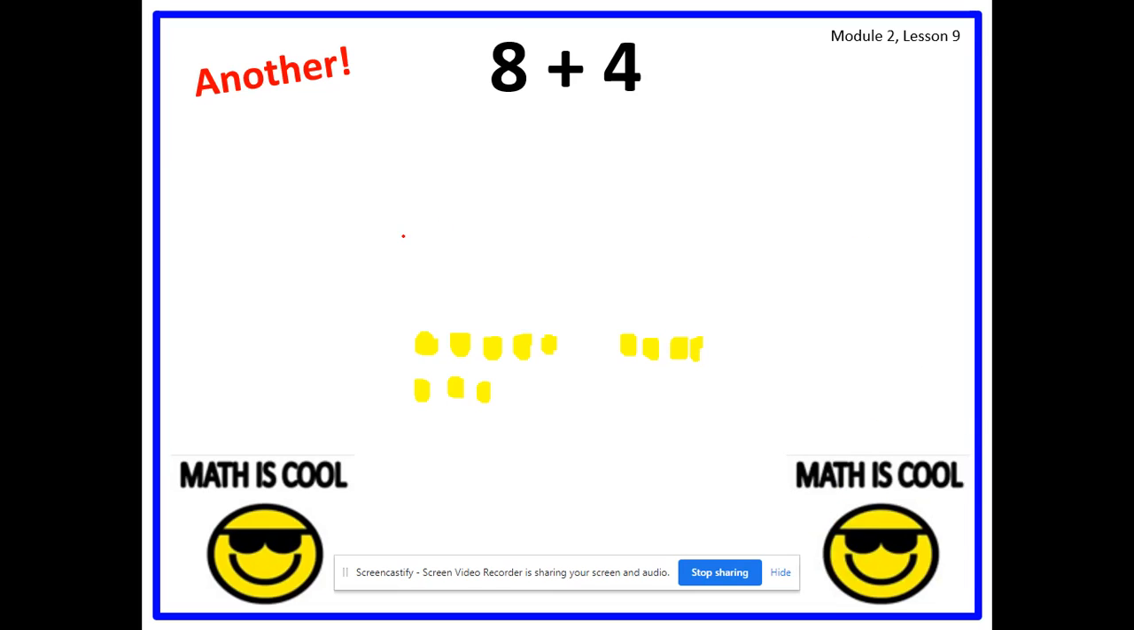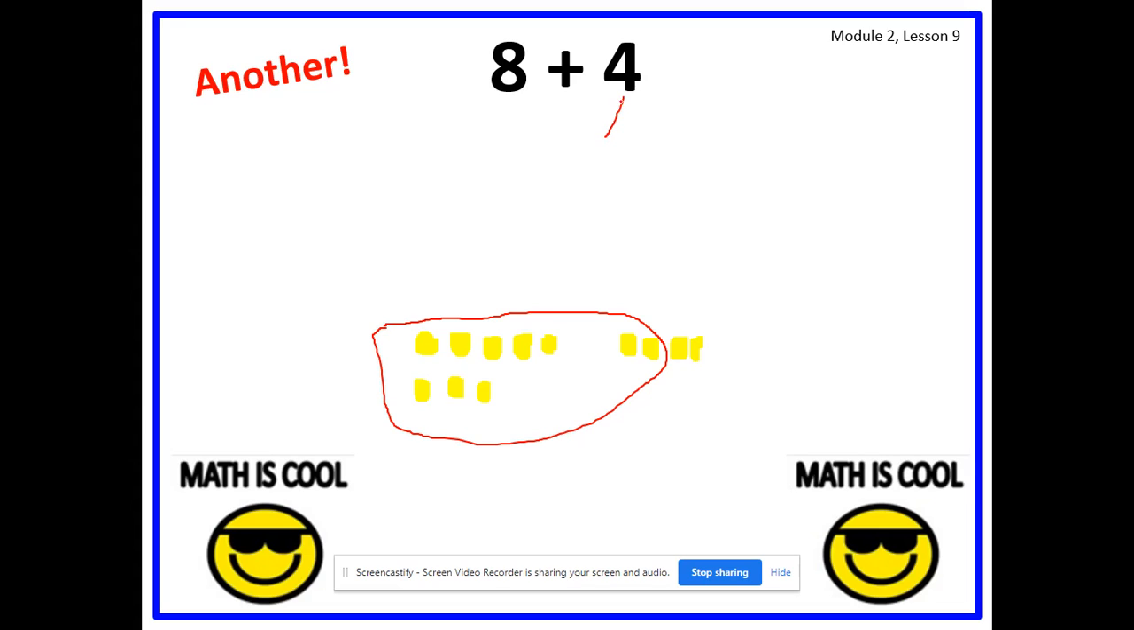And now we're going to circle the parts that make 10. And we know that 8 needs how many more to make 10? Get ready. Yes, 8 needs 2 more to make 10. So in your drawing, circle 8 and 2.